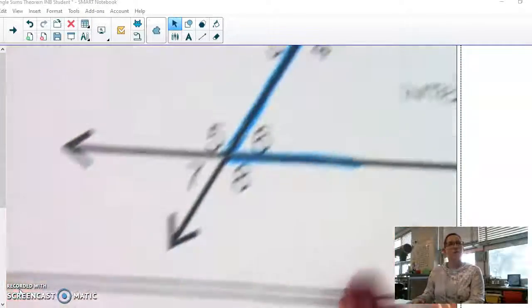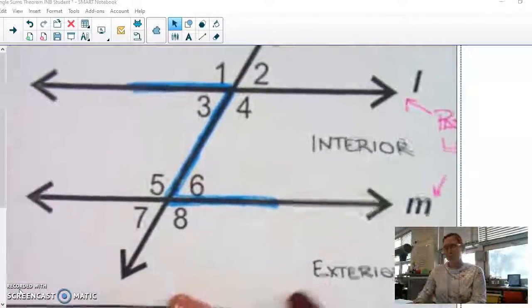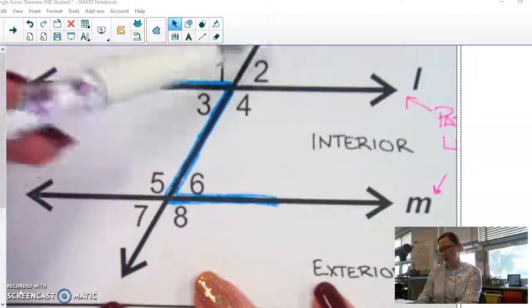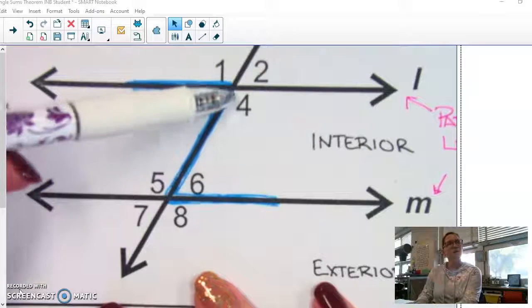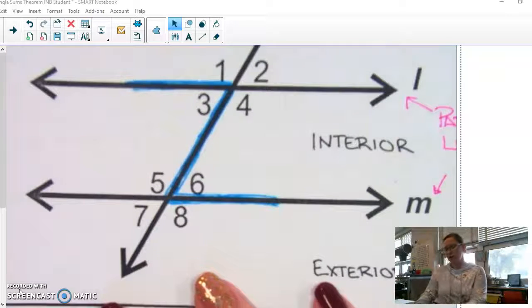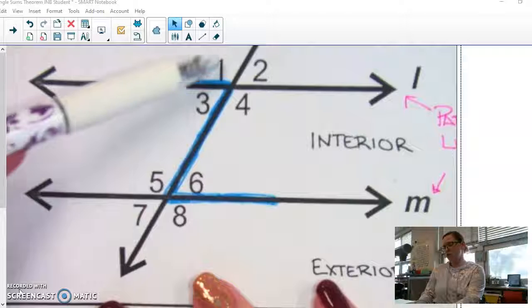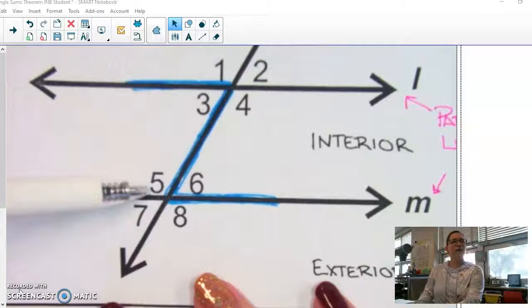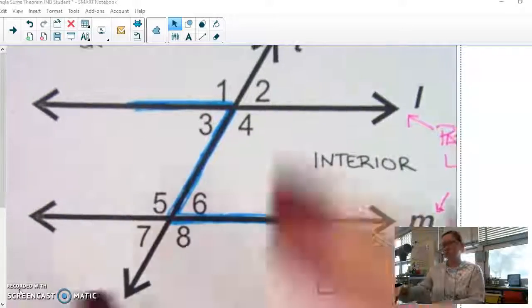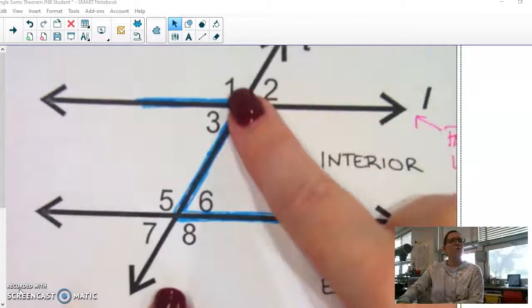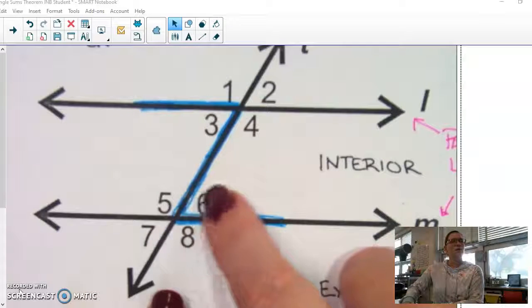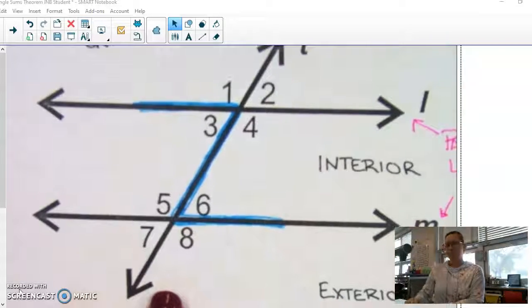So here's our larger one again. So 1 and 5, 3 and 7, 2 and 6, 4 and 8. Corresponding angles: same position on the same parallel line as you slide it down. If you translated this whole line, it would just shift all the way down and you would actually see the 1, 2, 3, 4 right on top.